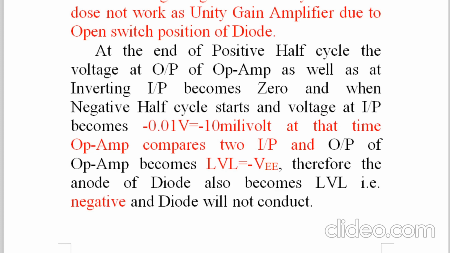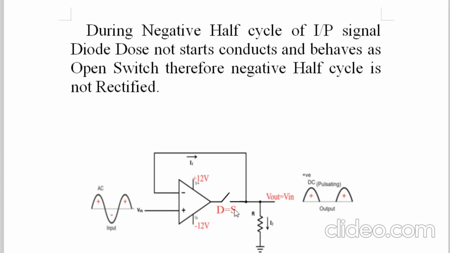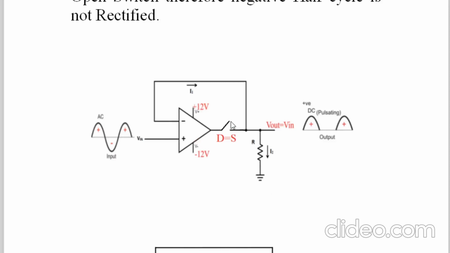So in this way, as soon as the negative half cycle starts, in this diagram, the diode will not conduct and will behave as an open switch. So here it is said that during the negative half cycle of the input signal, the diode does not conduct and behaves as an open switch. Therefore the negative half cycle is not rectified, because as soon as the negative half cycle starts, the diode behaves as an open switch.